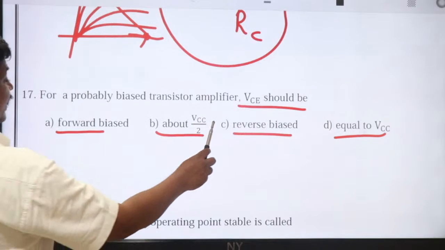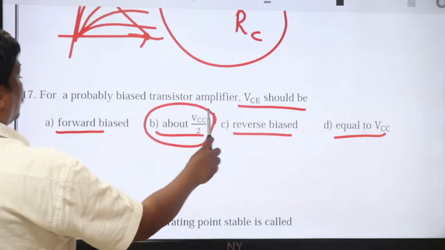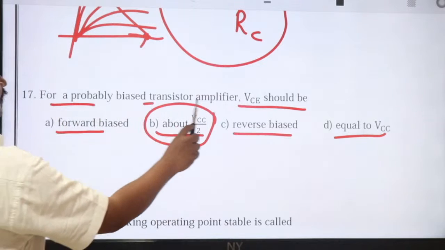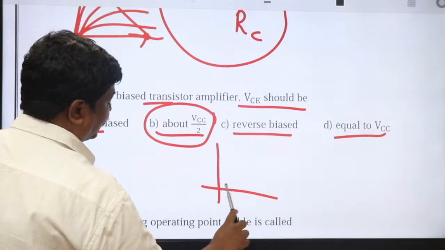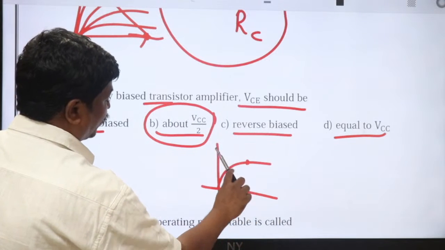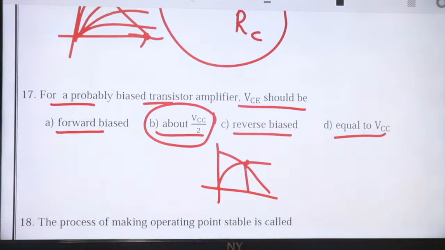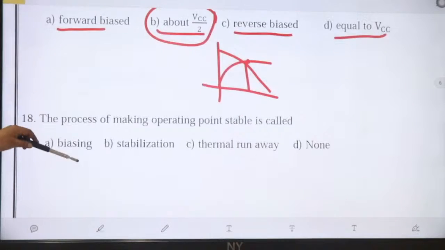So this is a very, very important question. For a properly biased transistor, the operating point should be the middle of the load line. I told you, VCC by 2. It should be operated at VCC by 2. Very good. Next.